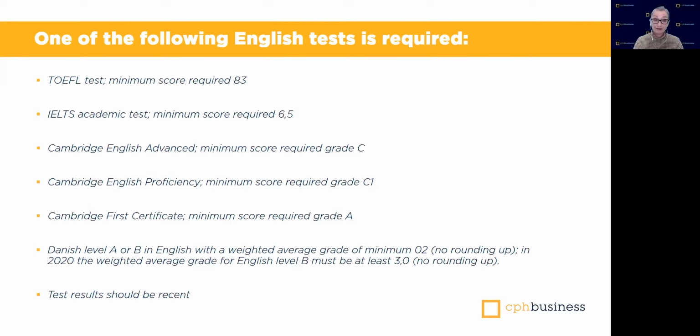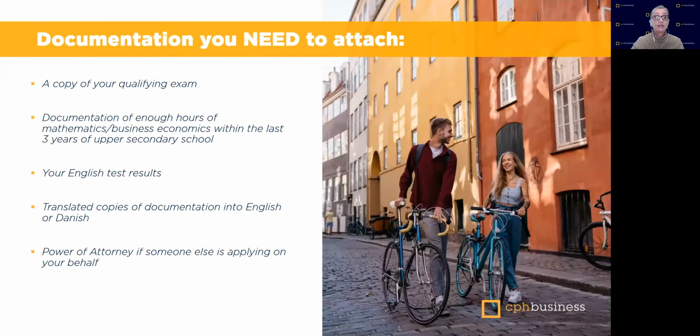But at least this is what we require for you to apply. Now, for the next slide, you can see the documentation you need to attach. And first of all, it says a copy of your qualifying exam. A copy of your qualifying exam means a copy of your original diploma and transcript of grades from your upper secondary school, university, or similar.